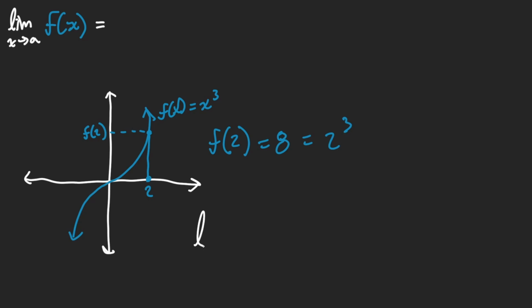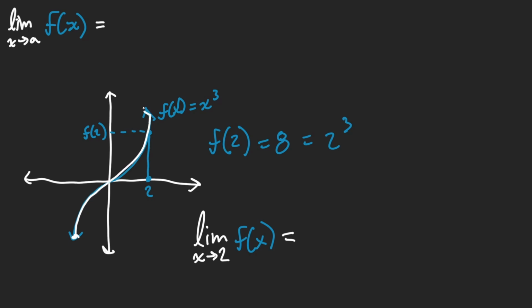But now what if, instead of evaluating f at 2, we say the limit as x approaches 2 of the function f of x? What is this going to equal? Well, because f of x is continuous, that means that if we put our pencil down on the paper here, we wouldn't have to pick it up the whole time we trace the graph.